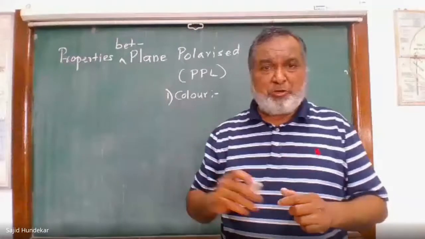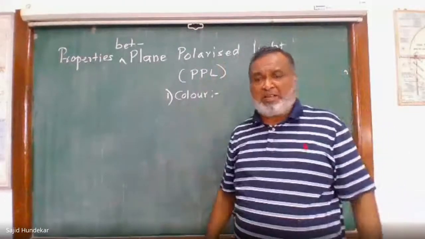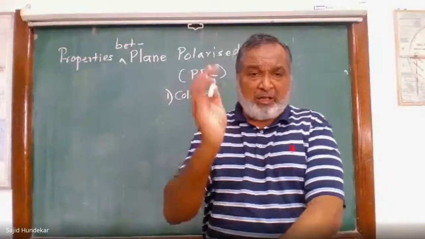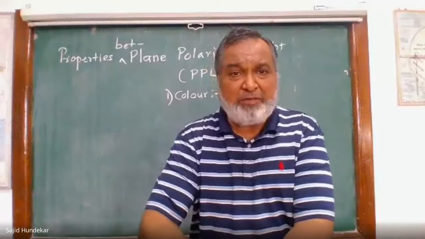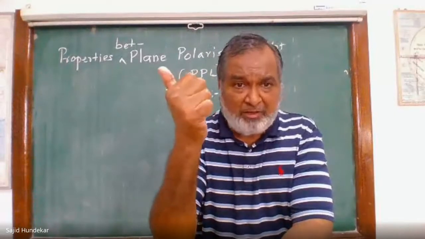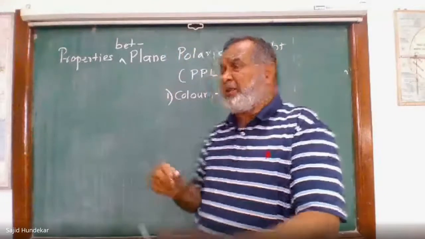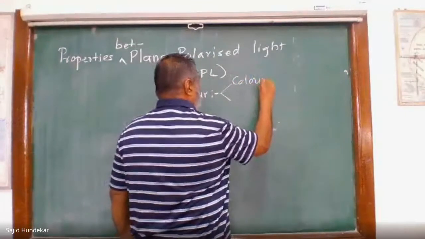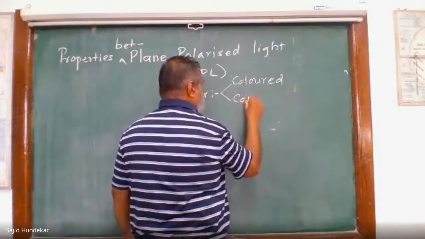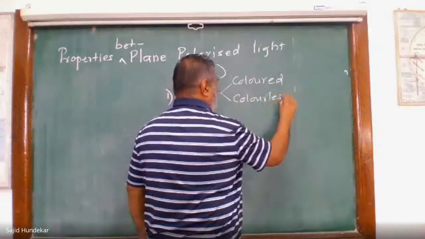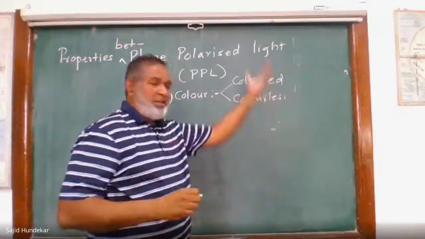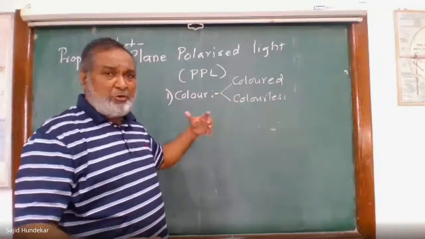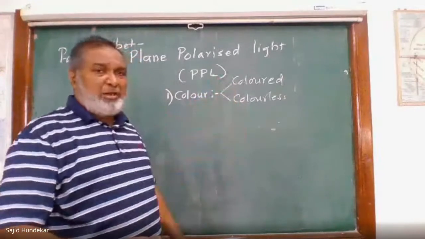The first property which you are going to study under the plane polarized light is simple color. As usual, in plane polarized light also, as in the megascopic physical properties of the mineral we have seen, the first property is the color. So the color will be divided into two categories: one is colored, and the second is colorless. Whatever light is incident from the lower side, from the mirror, and comes through the polarizer, whatever mineral you are going to see, we divide into two categories.